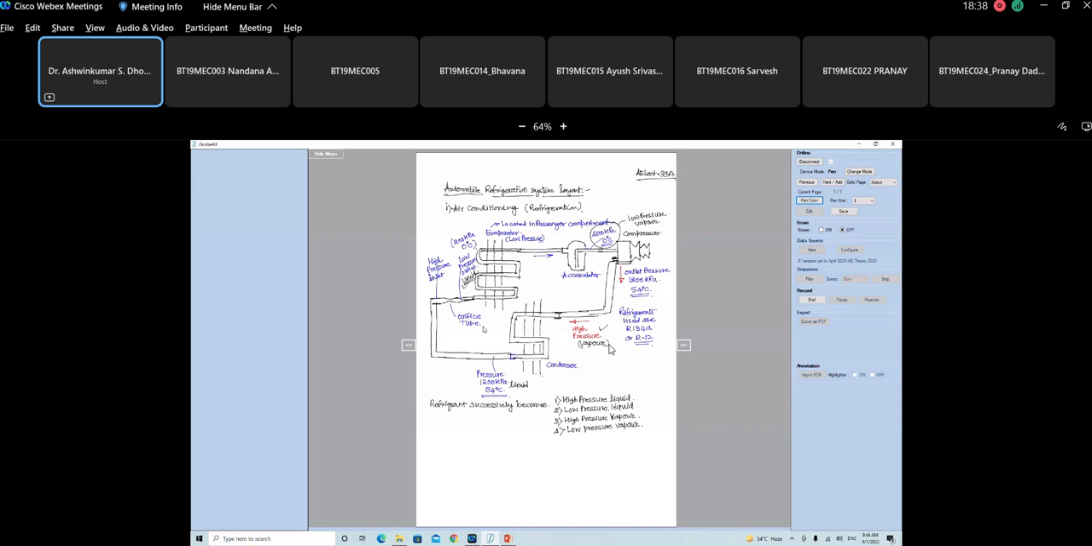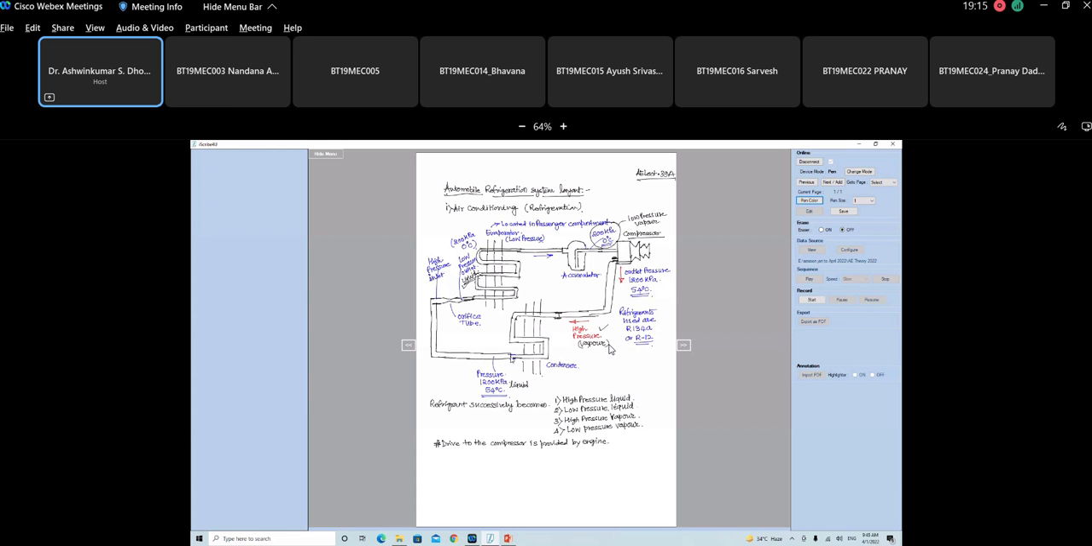So this is basically the cycle which is happening: the hot and pressurized vapor is passed through the condenser. This is okay. Now here the drive to the compressor is provided by the engine.